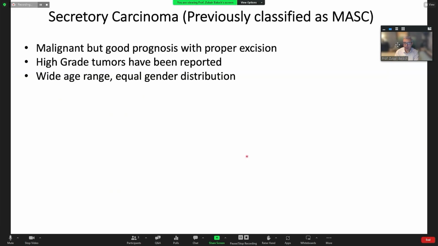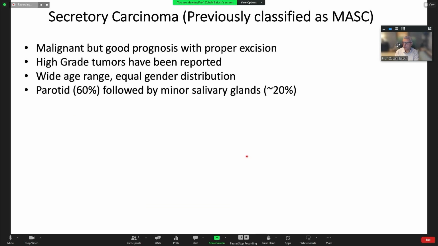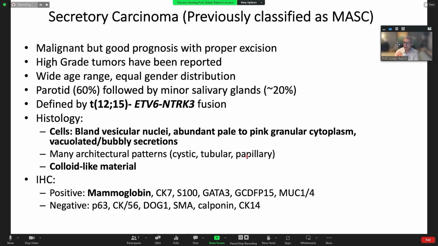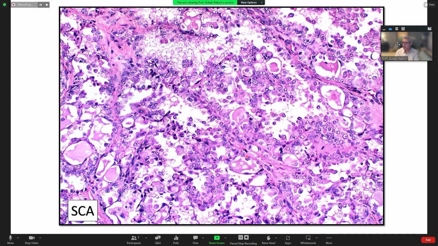So these are high-grade tumors with equal gender distribution. They are common in the parotid. They have the specific translocation. They can have different patterns, but this is the immuno pattern typical of breast cancer: S100, GATA3, and they're also positive for GCDFP, but negative for P63 or squamous markers. This is the pattern of these tumors.